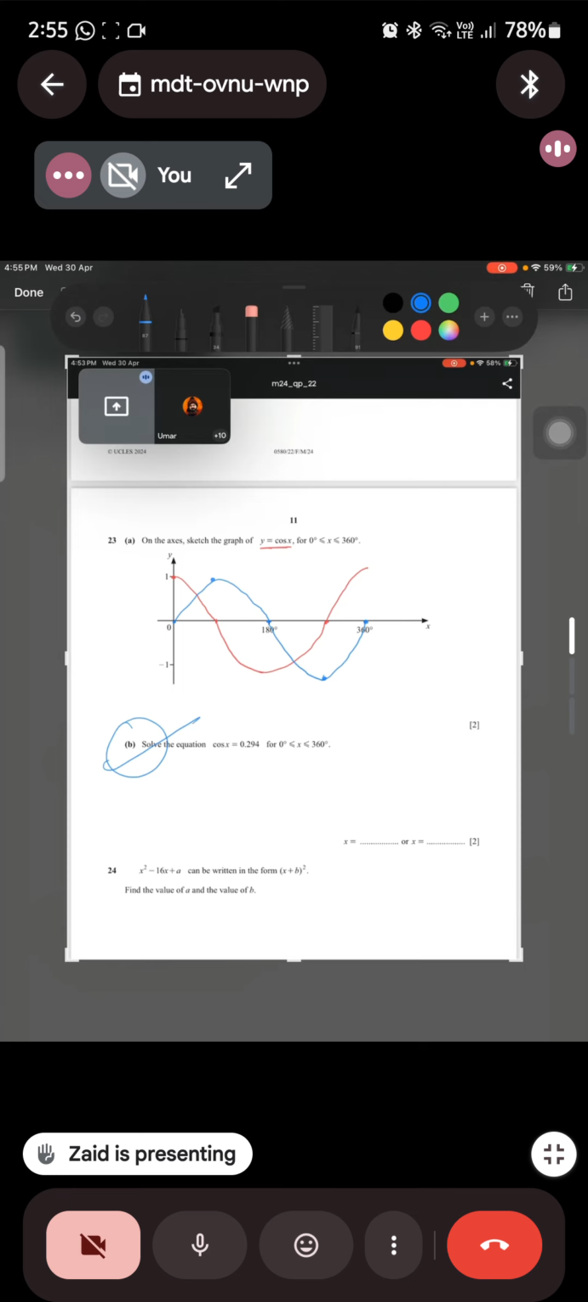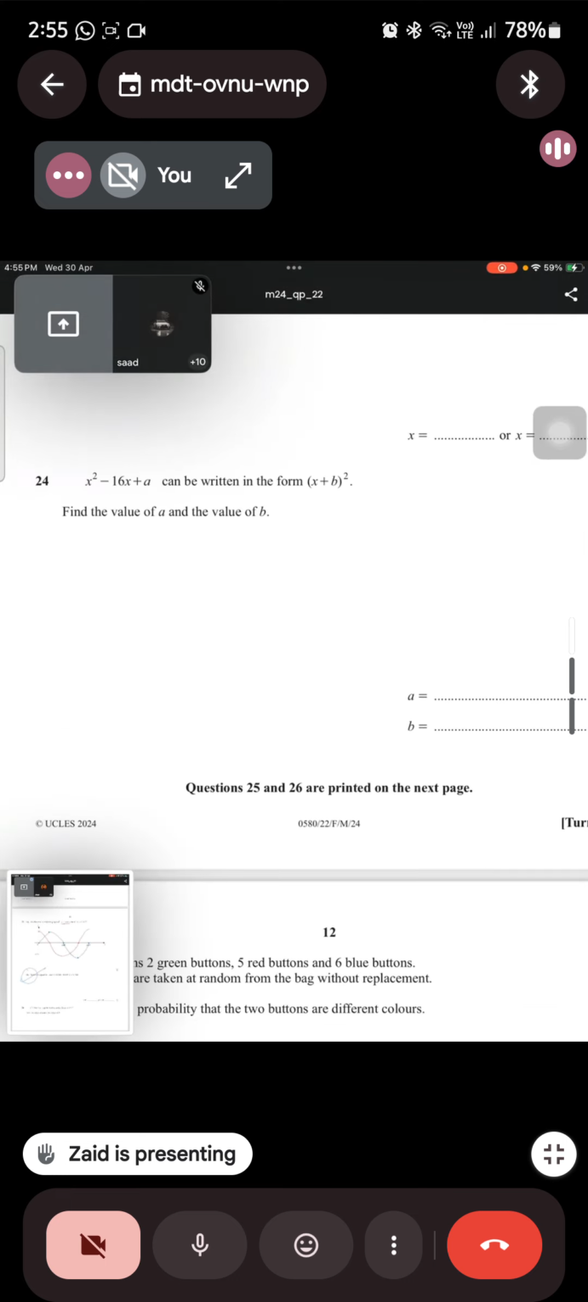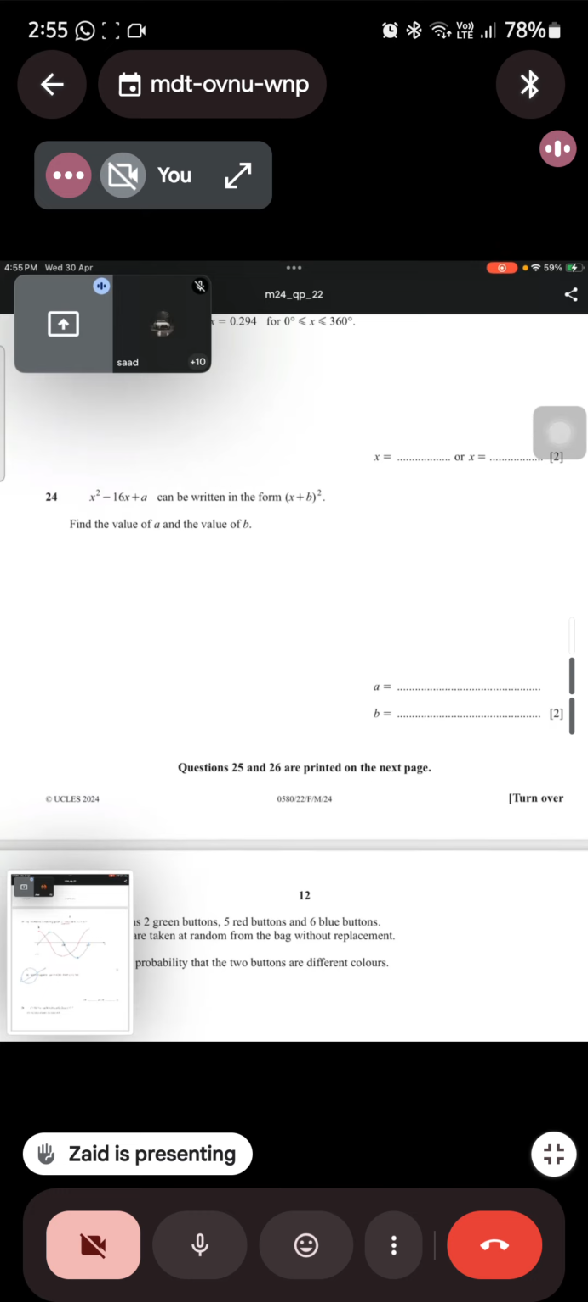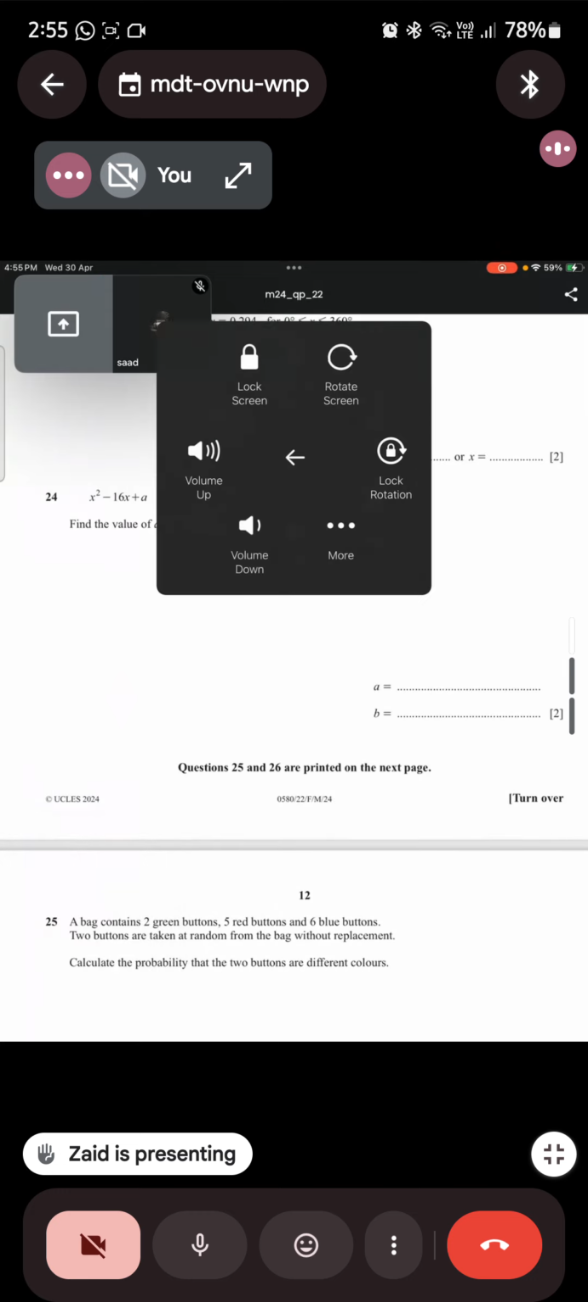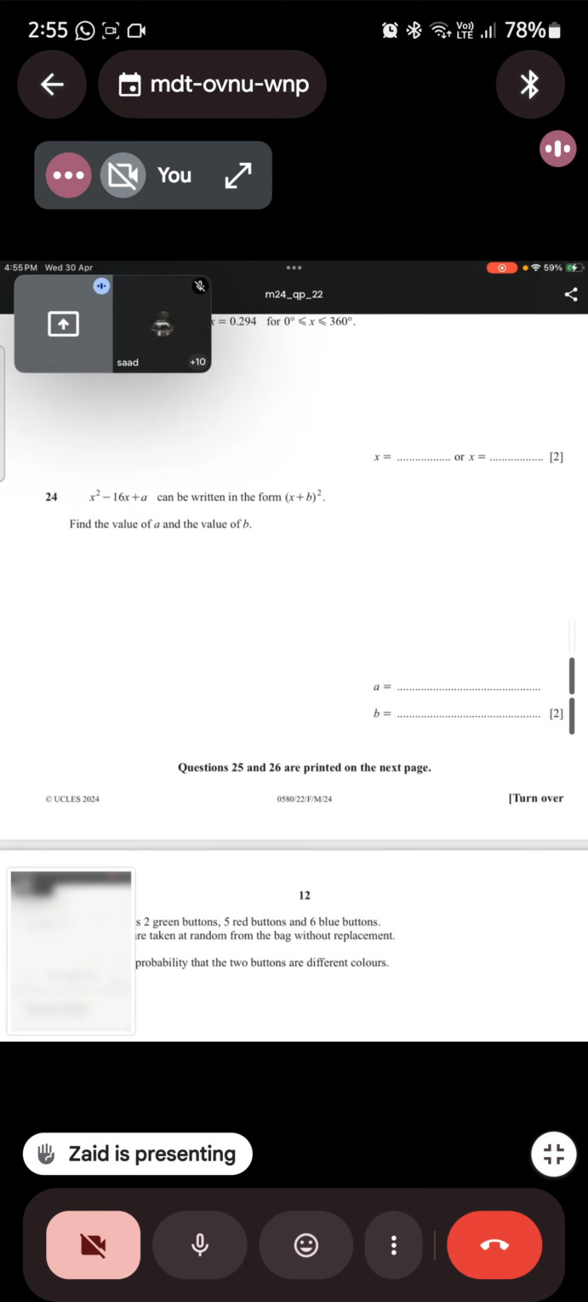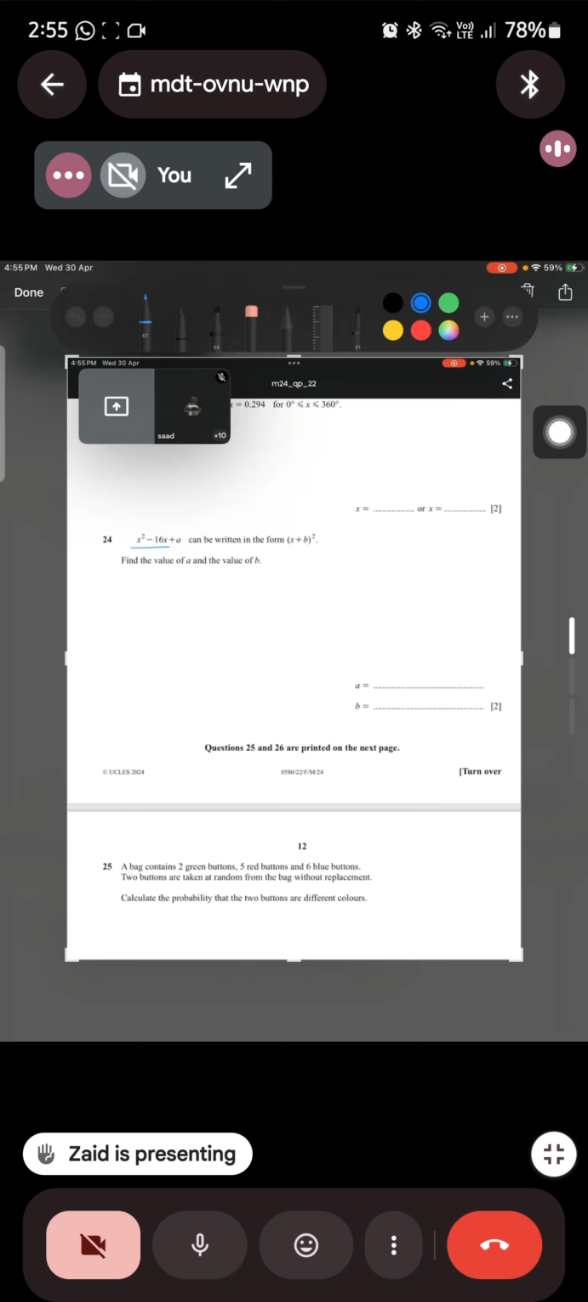All right. If this can be written in the form of (x plus b) whole square, find the value of a and b, a 2 marker. So what I have taught you guys, you're going to take x, complete the square. 16 divided by 2 is 8. Square like this. 16 divided by 2 is 8, and then you have written a and minus b. Or we can just complete the square over here.